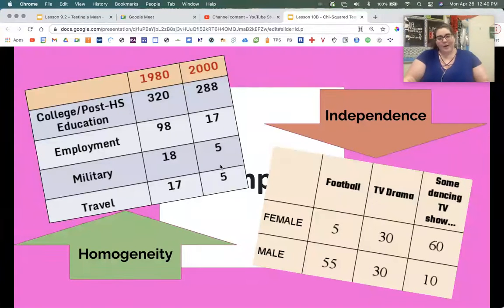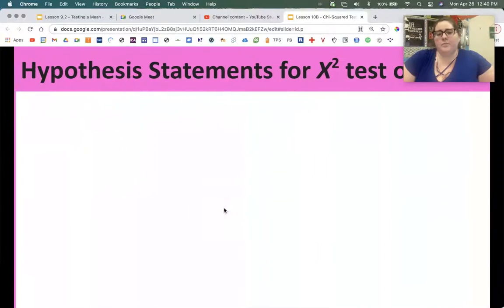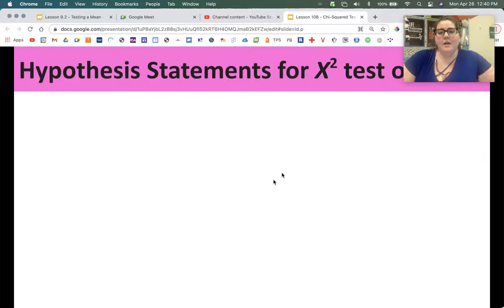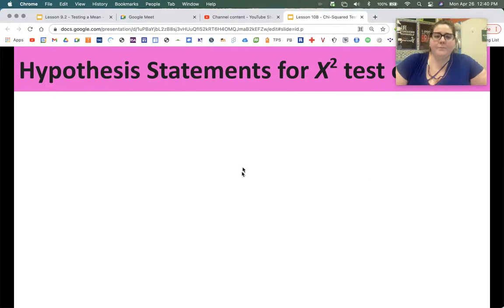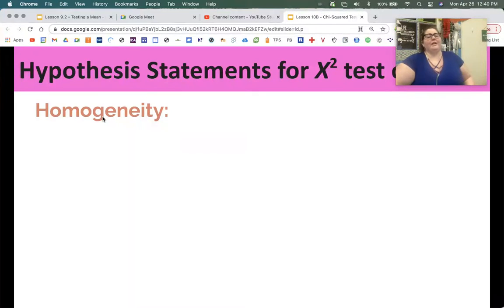Again, the math part of it, the calculations, are exactly the same. What really changes is what we write as our hypothesis statements and then how we interpret or conclude our results. So let's talk about hypothesis statements for a chi-square test. For homogeneity, again, the whole goal is looking for sameness. Do we have evidence that there is a difference between these samples in terms of this variable, or are they the same?